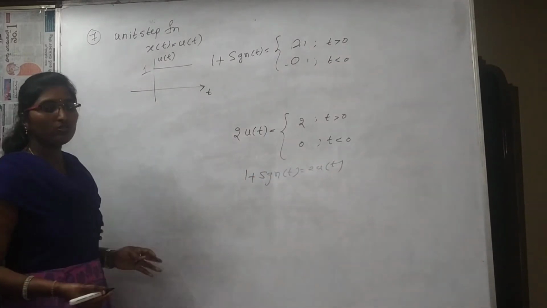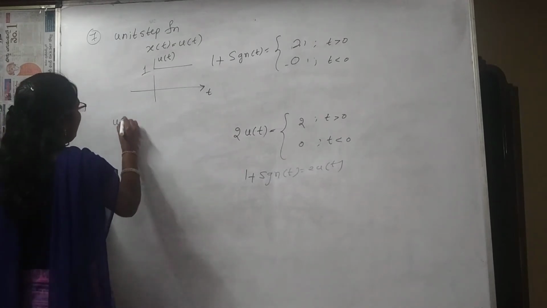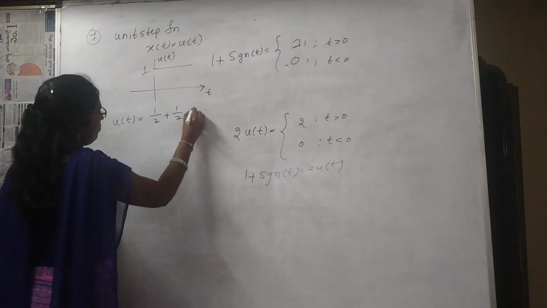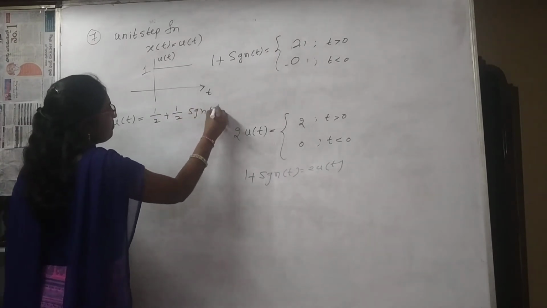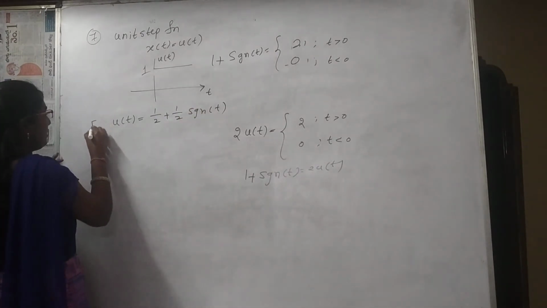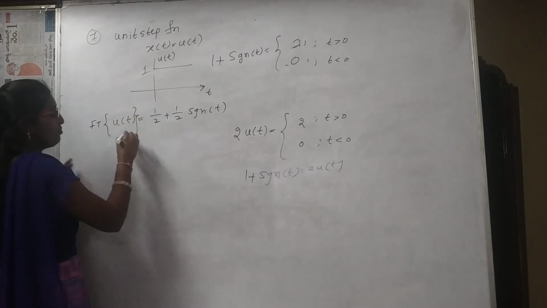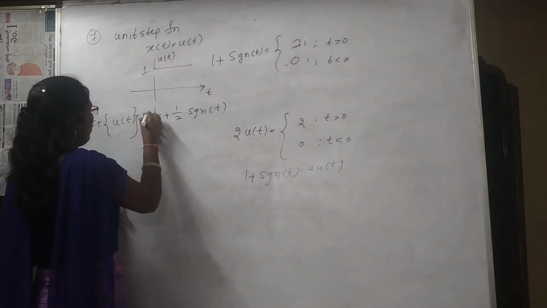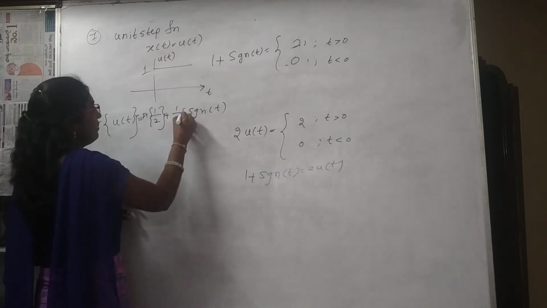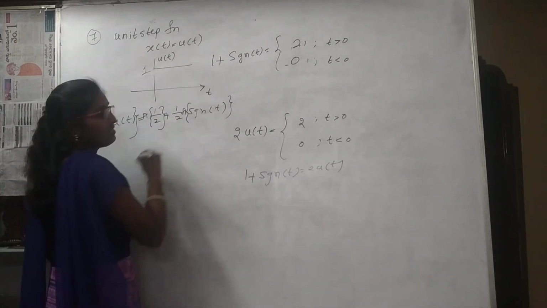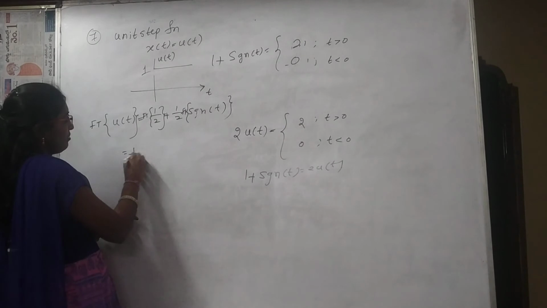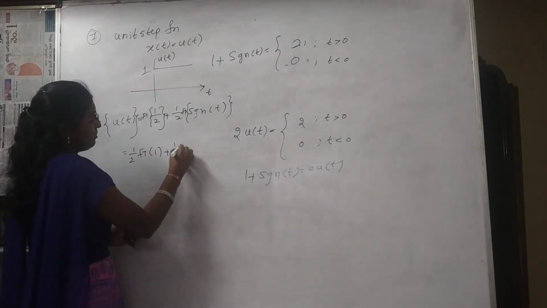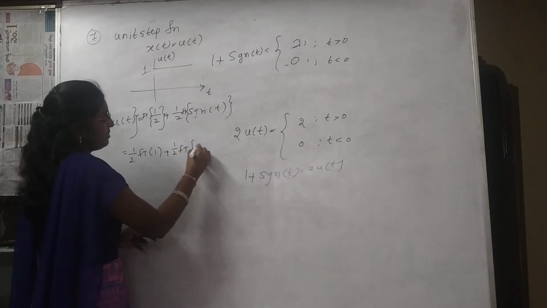I am going to use that one. U of t is equal to 1 by 2 plus 1 by 2 signum of t. And I am applying the Fourier transform to this. I want to know the Fourier transform of the unit step function: Fourier transform of 1 by 2 and Fourier transform of signum of t. And 1 by 2 is a constant, I will bring it outside. 1 by 2 Fourier transform of 1 plus 1 by 2 Fourier transform of signum of t.